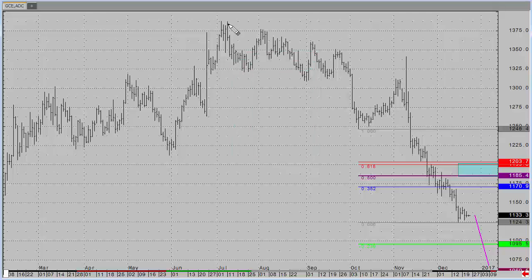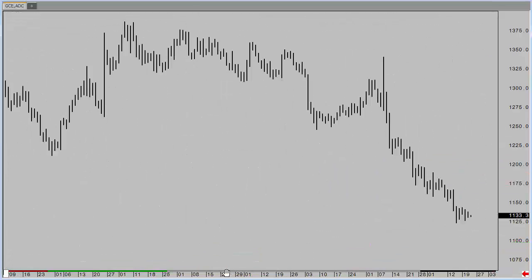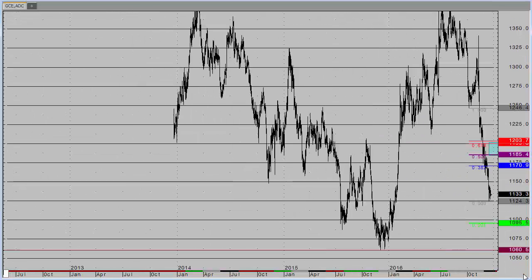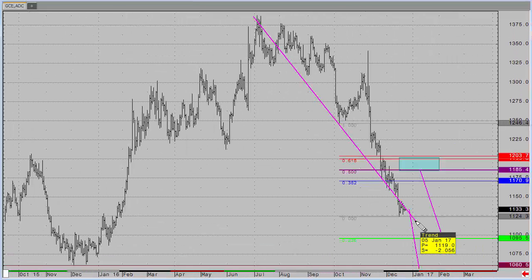Because you could have been a buyer the whole way down in gold and got burnt. But instead, there was one very clear trade to take. It failed. It didn't work out. And now you look for the next opportunity, which in this case could be for selling.